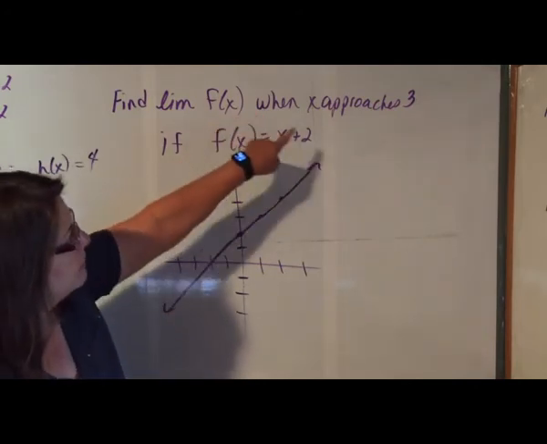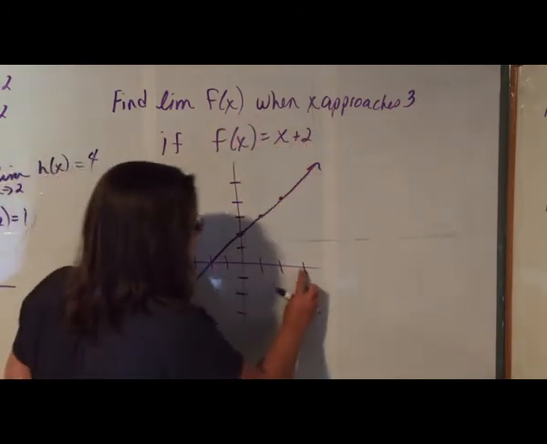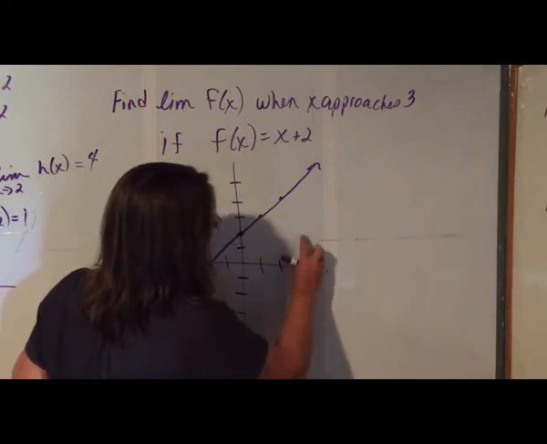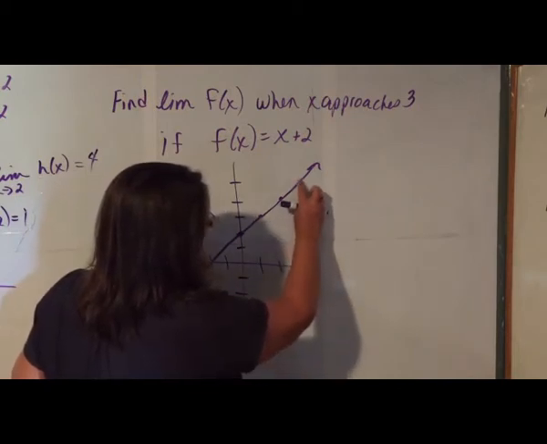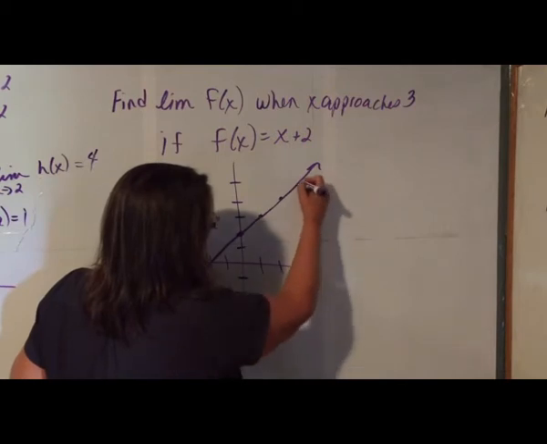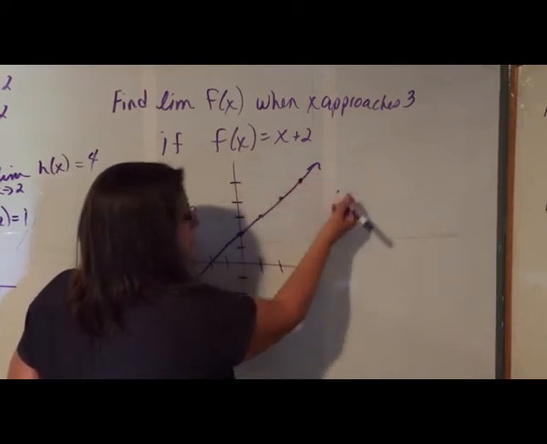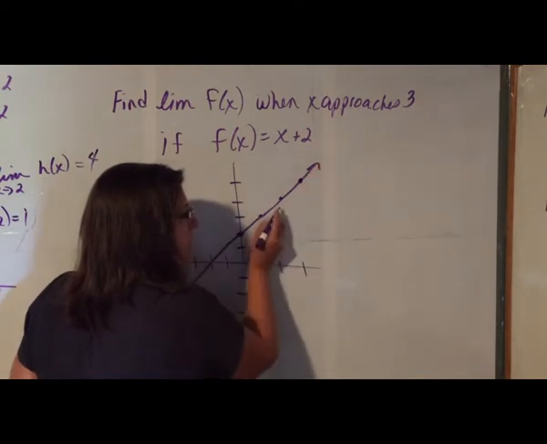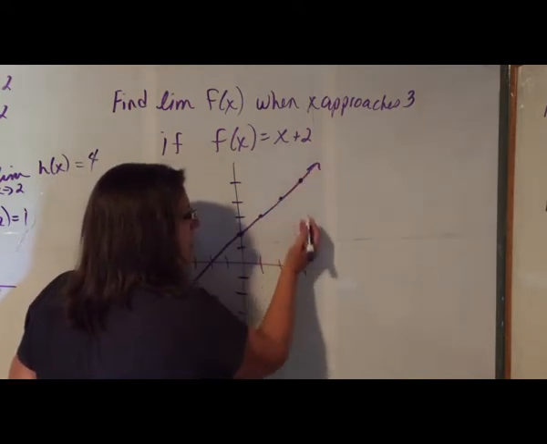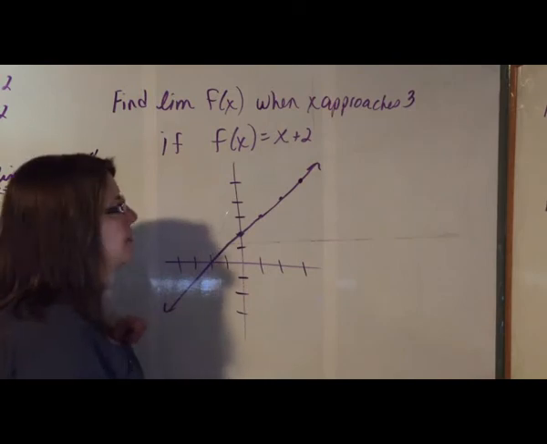What's happening when x approaches 3? Well, at 3, if you look here, what is x approaching? Well, it looks to me like it's approaching 1, 2, 3, 4, 5, okay? From the right and from the left, your y value at x equals 3 is approaching 5.